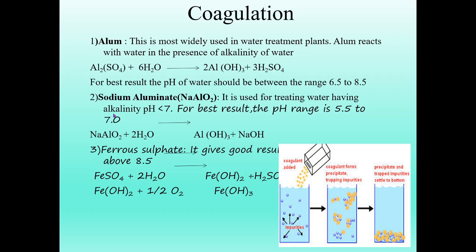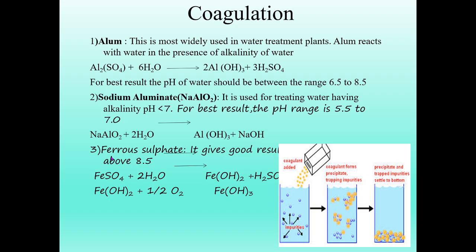The next coagulant is sodium aluminate. It is used for treating water having alkalinity less than 7, because for best result the pH is 5.5 to 7. From this reaction we can see that when sodium aluminate is used as a coagulant, it reacts with the water to form this floc and the water becomes alkaline in nature by formation of NaOH. So this sodium aluminate treatment is given to the water which is acidic in nature.